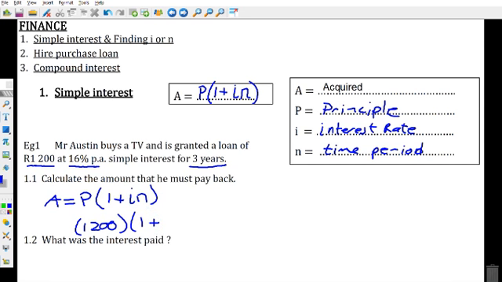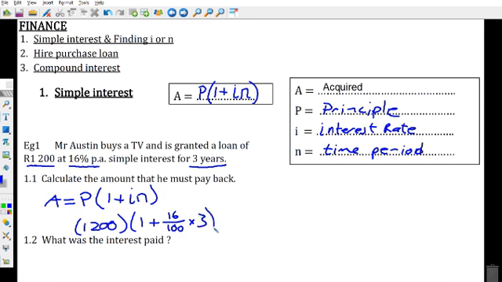16%. Now, what we're not going to do is say 16 and put a percentage sign in your calculator, because it's going to cause problems. Just trust me when I say it's going to cause problems. So 16% is the same as 16 over 100. Change the 16% into a fraction of 16 over 100. And then we're going to multiply it. What's the time period? How long did he have it for?